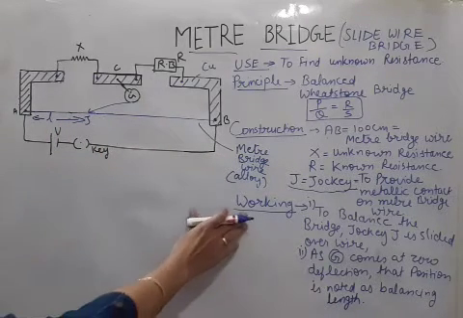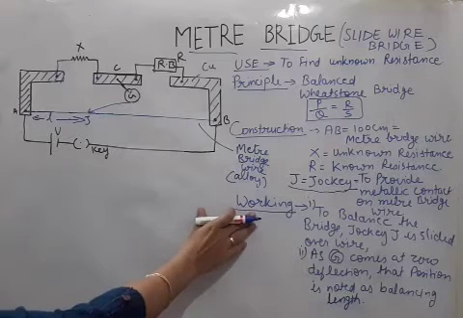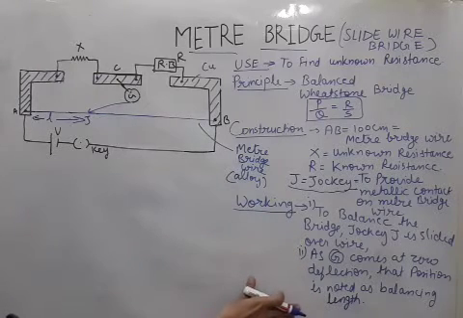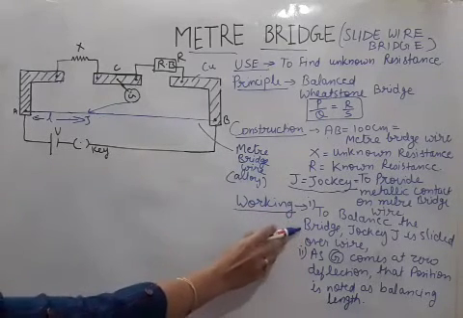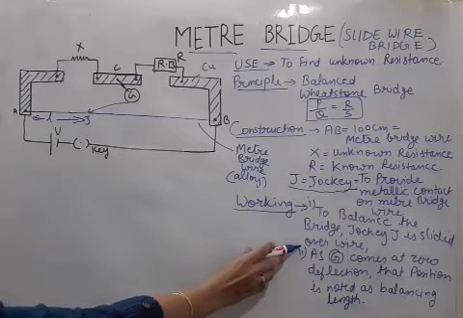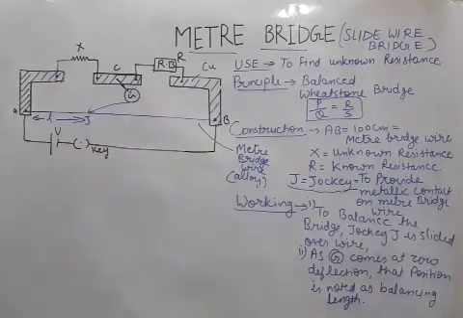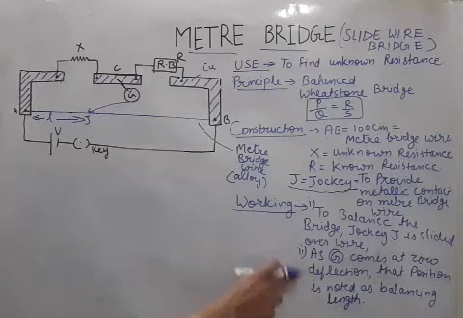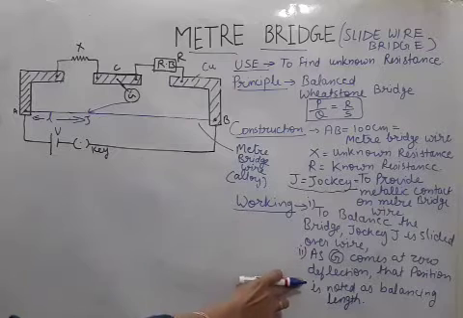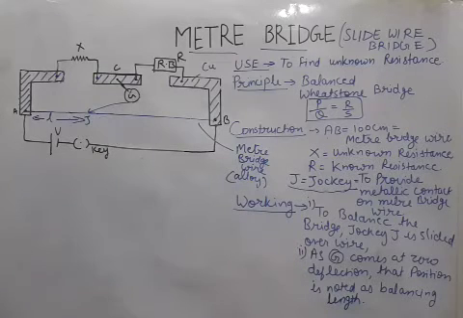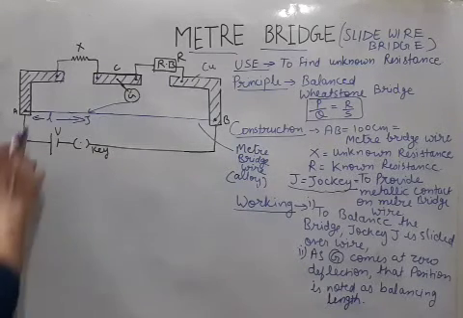Now let us start the working. So in the working, these points we have already discussed. To balance the bridge, the jockey is slid over the wire, and since the jockey is slid, one more name of meter bridge is slide wire bridge. And after sliding, as the galvanometer comes to zero deflection, that position is noted as balancing length, this position.